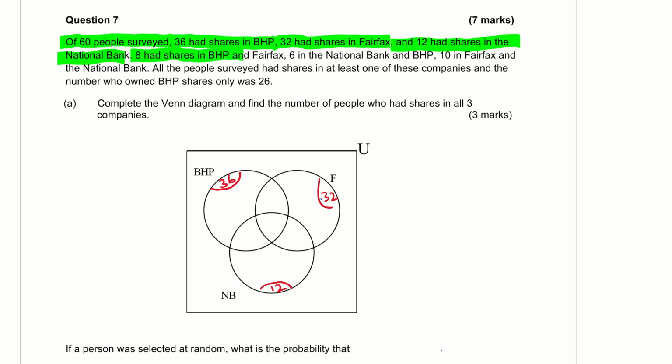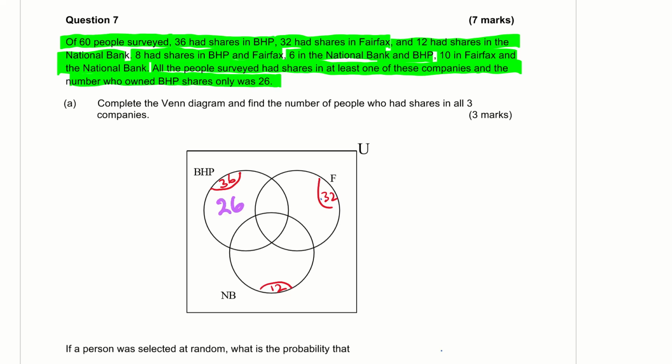8 had shares in BHP and Fairfax, 6 in the National Bank and BHP, 10 in Fairfax and the National Bank. All the people surveyed had shares in at least one of the companies, and the number who owned BHP shares only was 26. So that means we have 26 in this bit, 0 outside because they all had some shares.